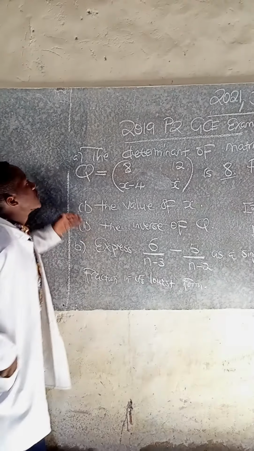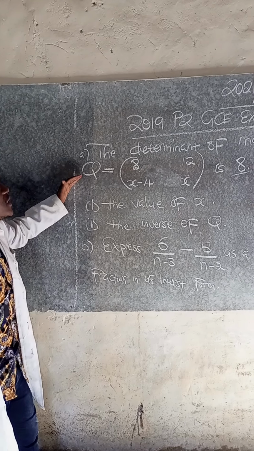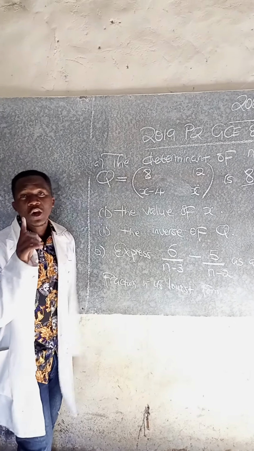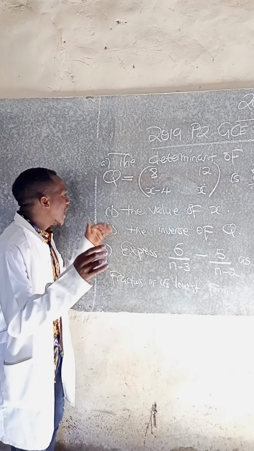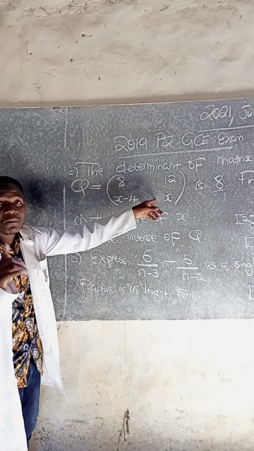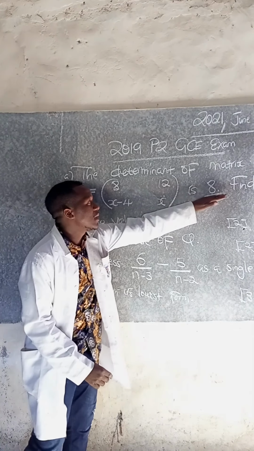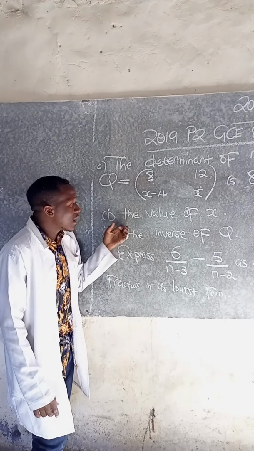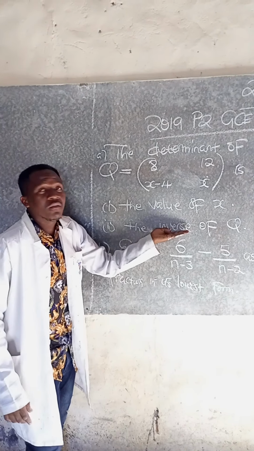Let's begin. So this question is under matrices. Quite alright, we are answering the 2019 Paper 2 exam, but our main intention is to develop how best a certain letter or variable inside the matrix can be found, provided the determinant is given. As a result, we are going to discuss that, and thereafter we can talk about the inverse.